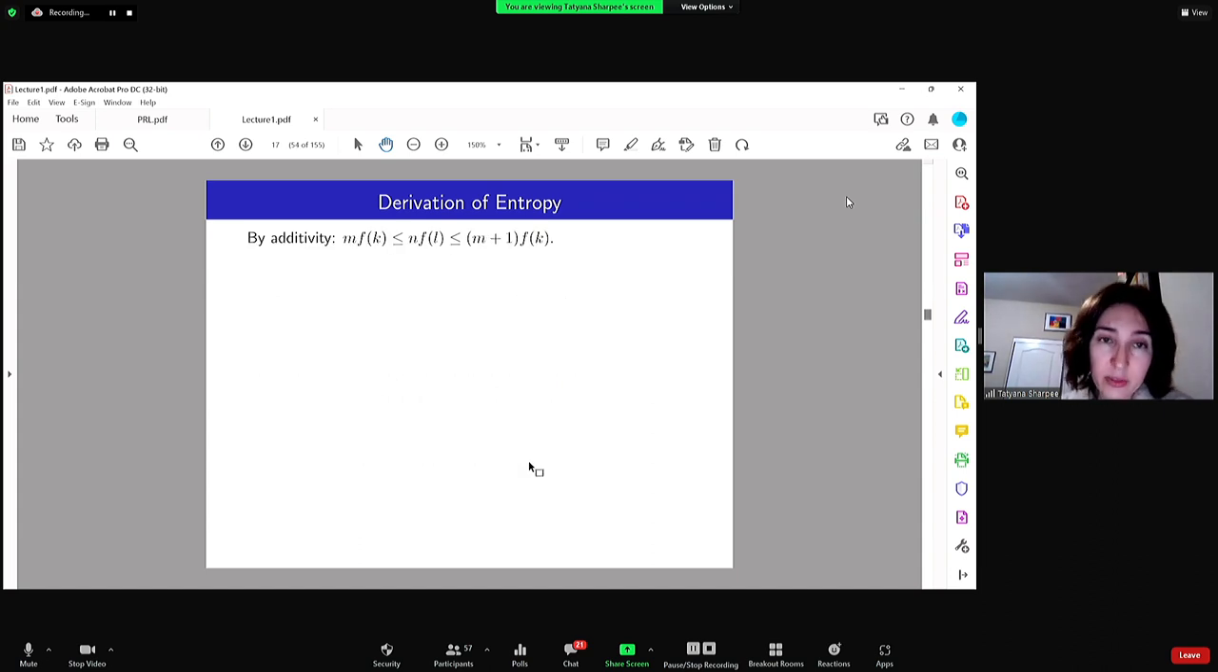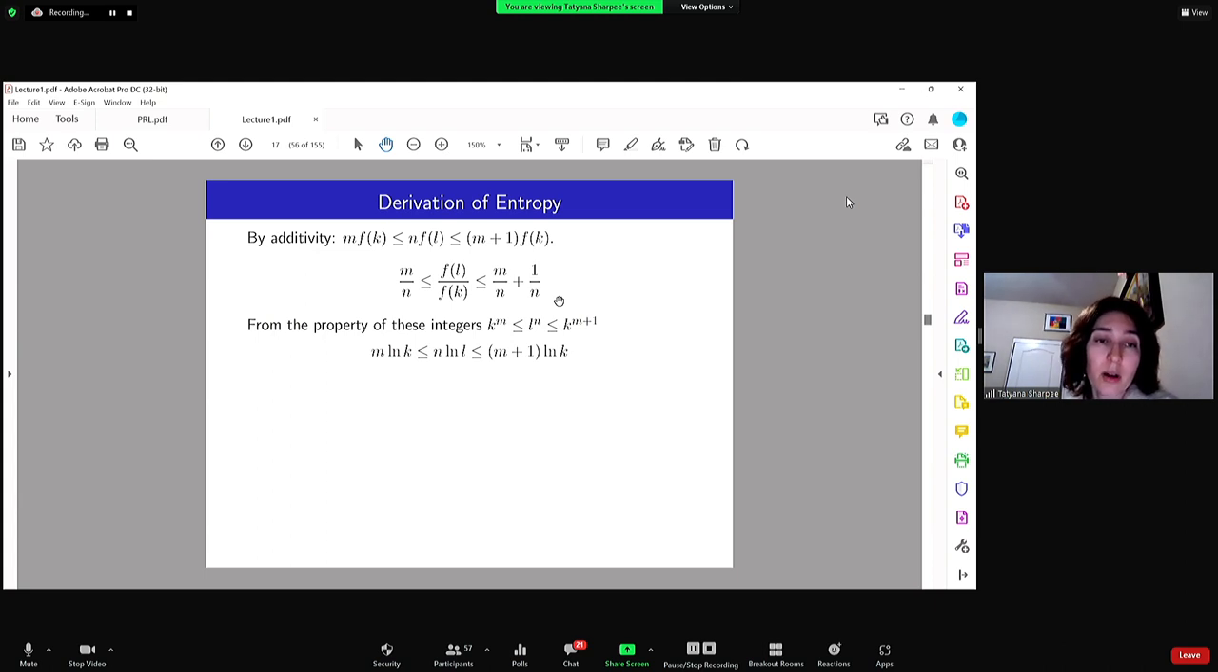So this is just a restatement from the previous slide. And now we divide by n. So we have m over n, and we also divide by f of k. So we have f of l divided by f of k, and then m plus 1 over n. From the properties of these integers, which we said that m is such that l to the n is in between two subsequent powers of k, we know that if we take the logarithm of both sides, m log k is less than n log l, which is less than m plus 1 log k.